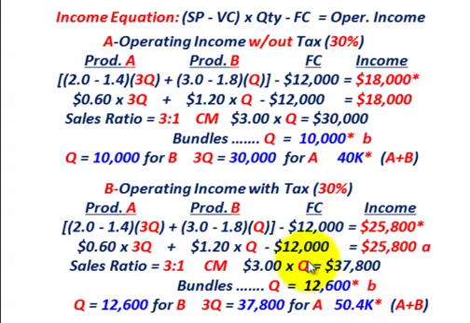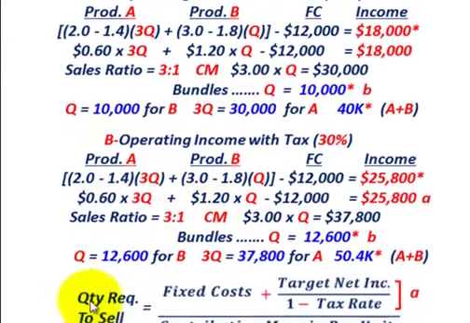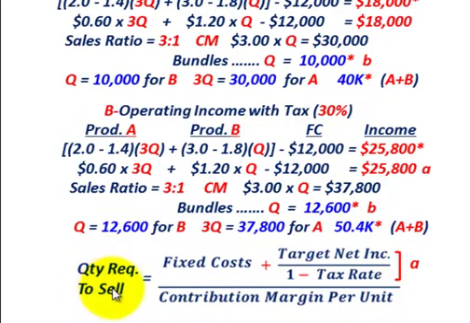We went through it just looking at products where we had 2 different products. We grouped them together, and they were based on a sales ratio, 3 for product A, 1 for product B. Now, we could have determined the quantity we have to sell based on a simple equation. We've got our fixed cost plus our operating income, which is really that targeted net income, over 1 minus the tax rate.